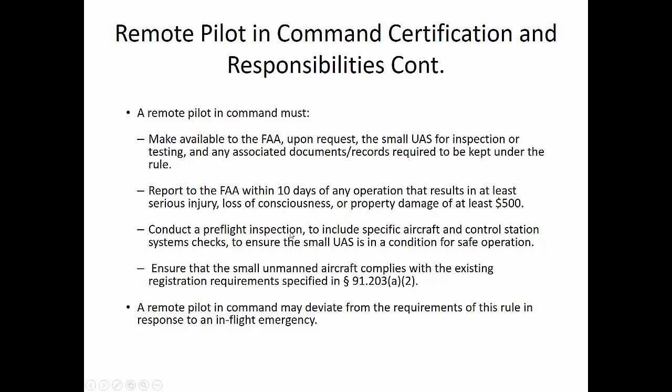Conduct a pre-flight inspection. We just talked about that, to include the specific aircraft and control station to make sure everything's in control. That's pretty self-explanatory. You need to ensure that your aircraft complies with the existing registration requirements, and we'll talk about that. And it's sort of interesting, this last statement: if you do have an emergency, you can deviate from any of the requirements of the rules. So if you needed to go beyond line of sight or go above 400 feet, you can do that in case of an emergency.